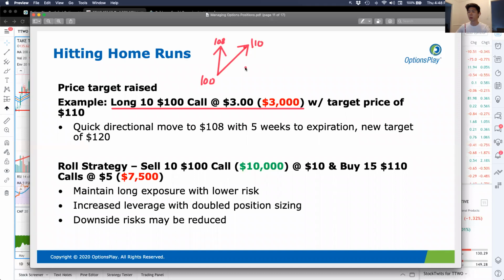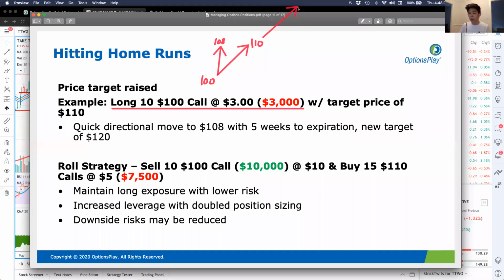So maybe at this point some news came out, right? Maybe some new information came out that I didn't have originally when I bought the original call options. And now I'm not only bullish on this, I'm even more bullish. I don't only think it's going to go to 110, I think it's going to go to 120 or 130, right?